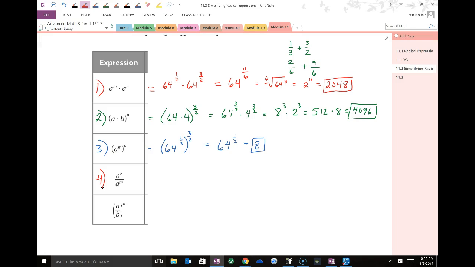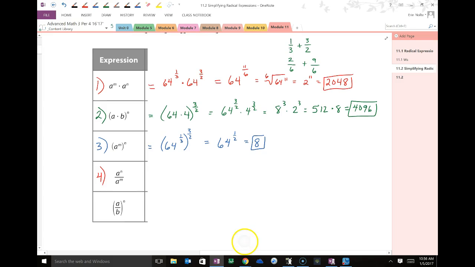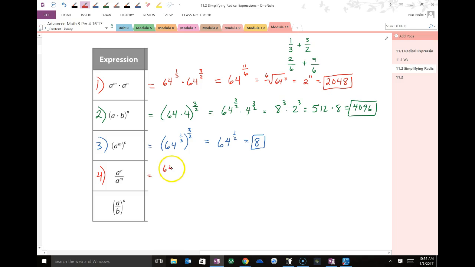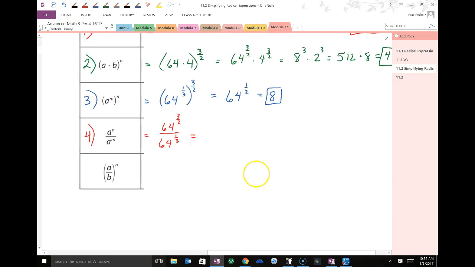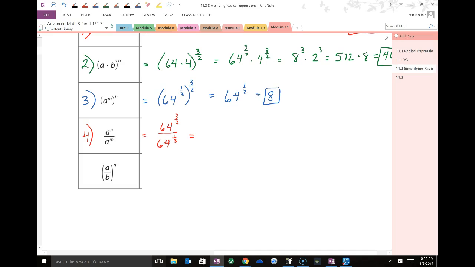All right, so this one is a to the m over a to the n. So we got 64 to the 3 halves over 64 to the m, which is 1/3. Okay, how would I do number 4? You guys read that all right? Let me know if I ever need to zoom in. Sometimes I forget about that.